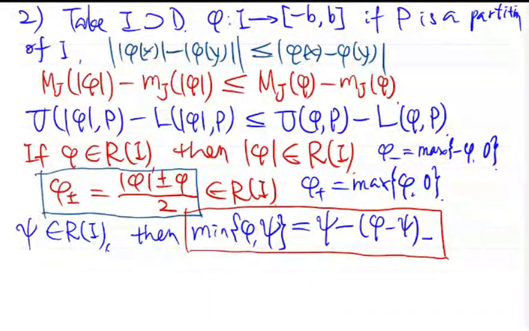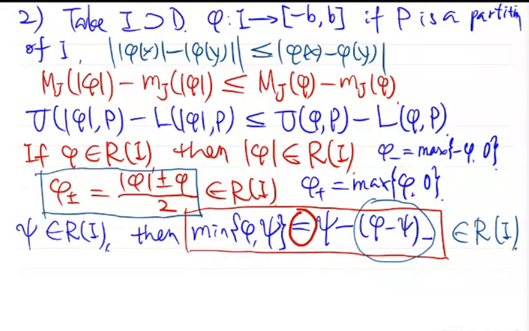So if phi and psi are integrable, phi minus psi is integrable. Therefore, the negative part of phi minus psi, that is this function, is integrable. So phi subtract this function is also integrable. That is, the minimum of phi and psi is integrable. So you only need to prove this equality, but this is very easy.